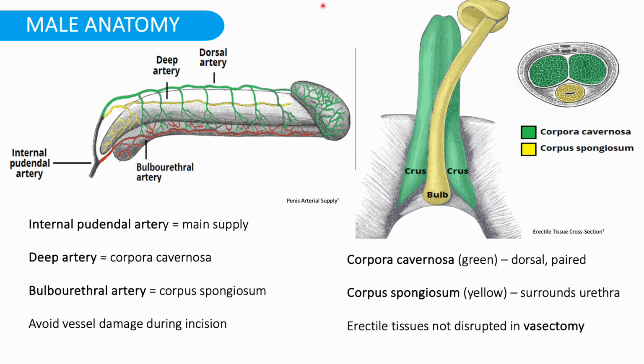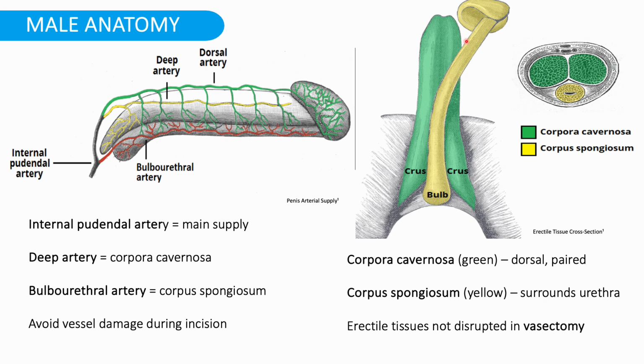So we have both images showing the vascular anatomy and the erectile tissue structure. On the left, we see the arterial supply of the penis. The internal pudendal artery, a branch of the internal iliac artery, is the principal vessel. It gives rise to the deep arteries of the penis, which course within the corpora cavernosa, and the bulbourethral arteries, which supply the corpus spongiosum and the urethra. Avoiding these vessels during vasectomy is very important to prevent post-operative hematomas or ischemia.